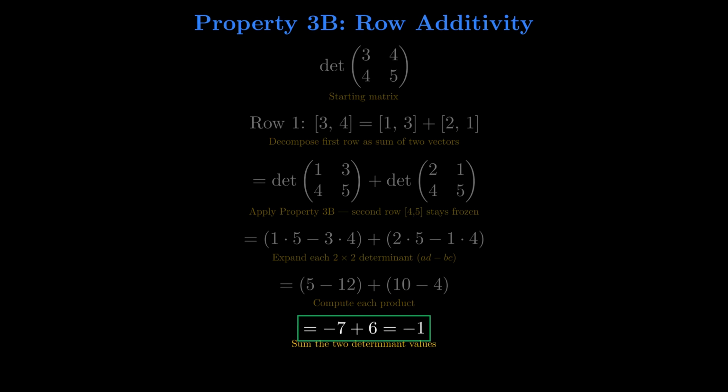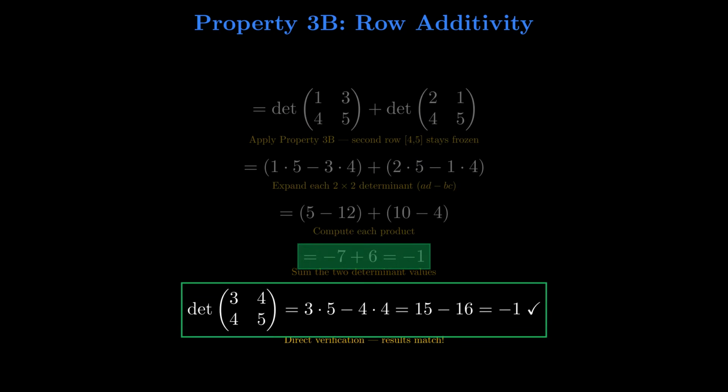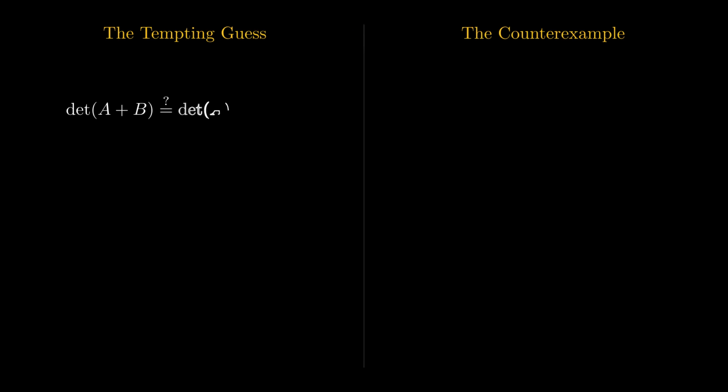Adding these together, negative 7 plus 6 equals negative 1. Let's verify this directly. The determinant of the original matrix, 3, 4 over 4, 5, is 3 times 5 minus 4 times 4, which is 15 minus 16, and that also equals negative 1. The results match, confirming the row additivity property. Now, here's where most people go wrong.